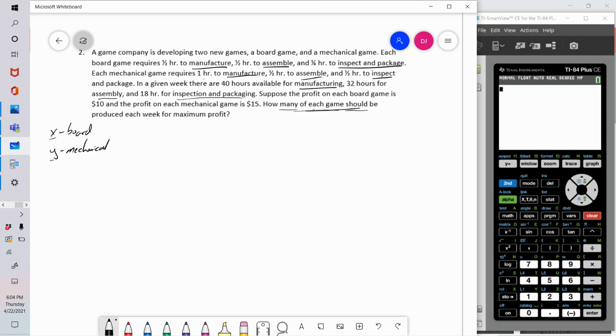Here's how I'm going to set up my equations. It takes a half an hour to manufacture each board game. It takes a half an hour to assemble each board game, and it takes a quarter of an hour to inspect and package each board game. It also is going to take some time to assemble. I'm sorry.